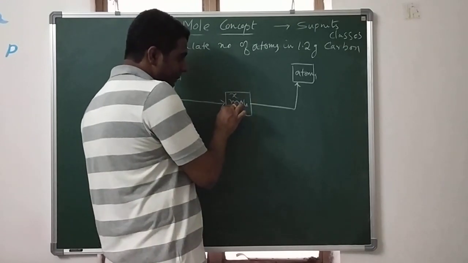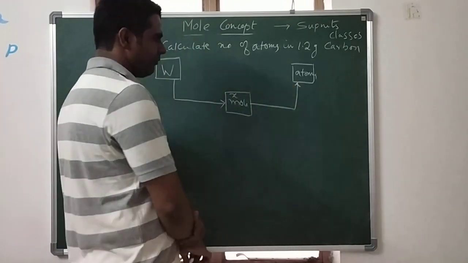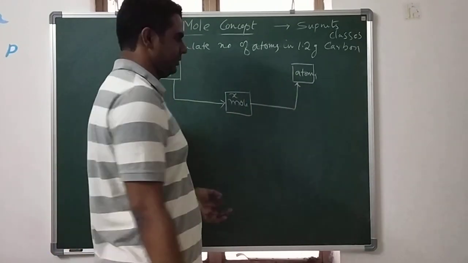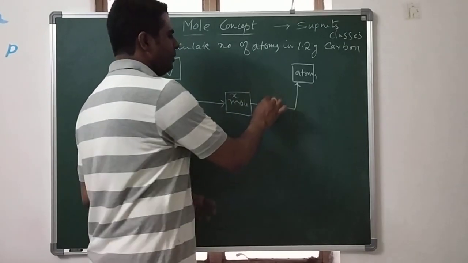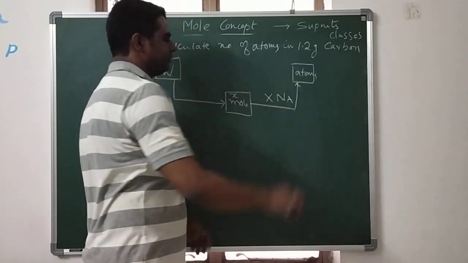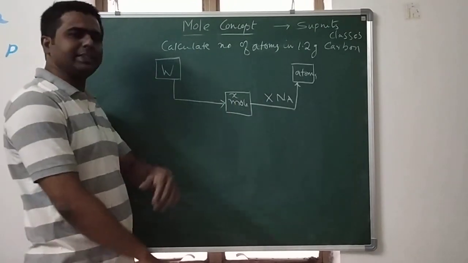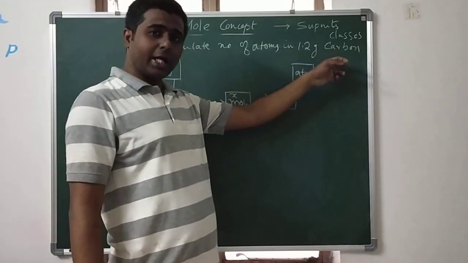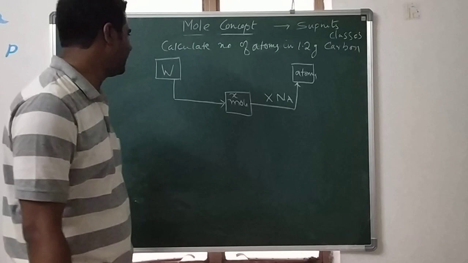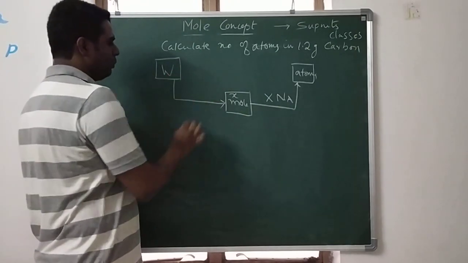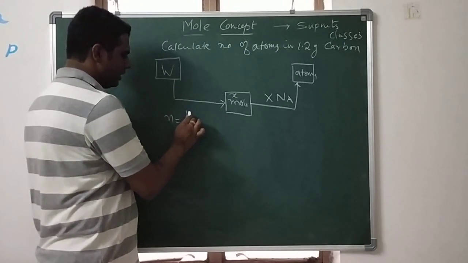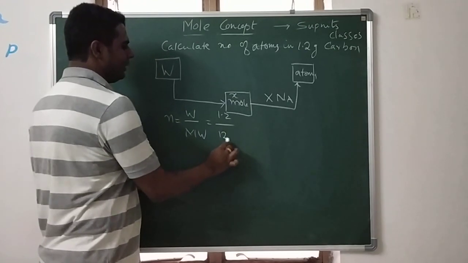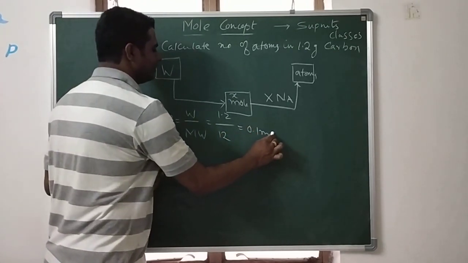Okay. So from number of moles, you have to go to atoms. How do you do that? 1 mole is equal to how many atoms? How many particles? 6.023 into 10 to the power 23. That is Na. So if there is X, then it will be multiplied by Na and you will get the number of atoms. Okay? But you don't know what is number of moles, but you know the weight. And you know the atomic weight of carbon also. How much it is? 12. Okay? So from weight, you have to go to moles. What is the formula? Number of moles is equal to weight by molecular weight. What is weight? 1.2 gram. And what is molecular weight? 12. So 0.1 mole is there.